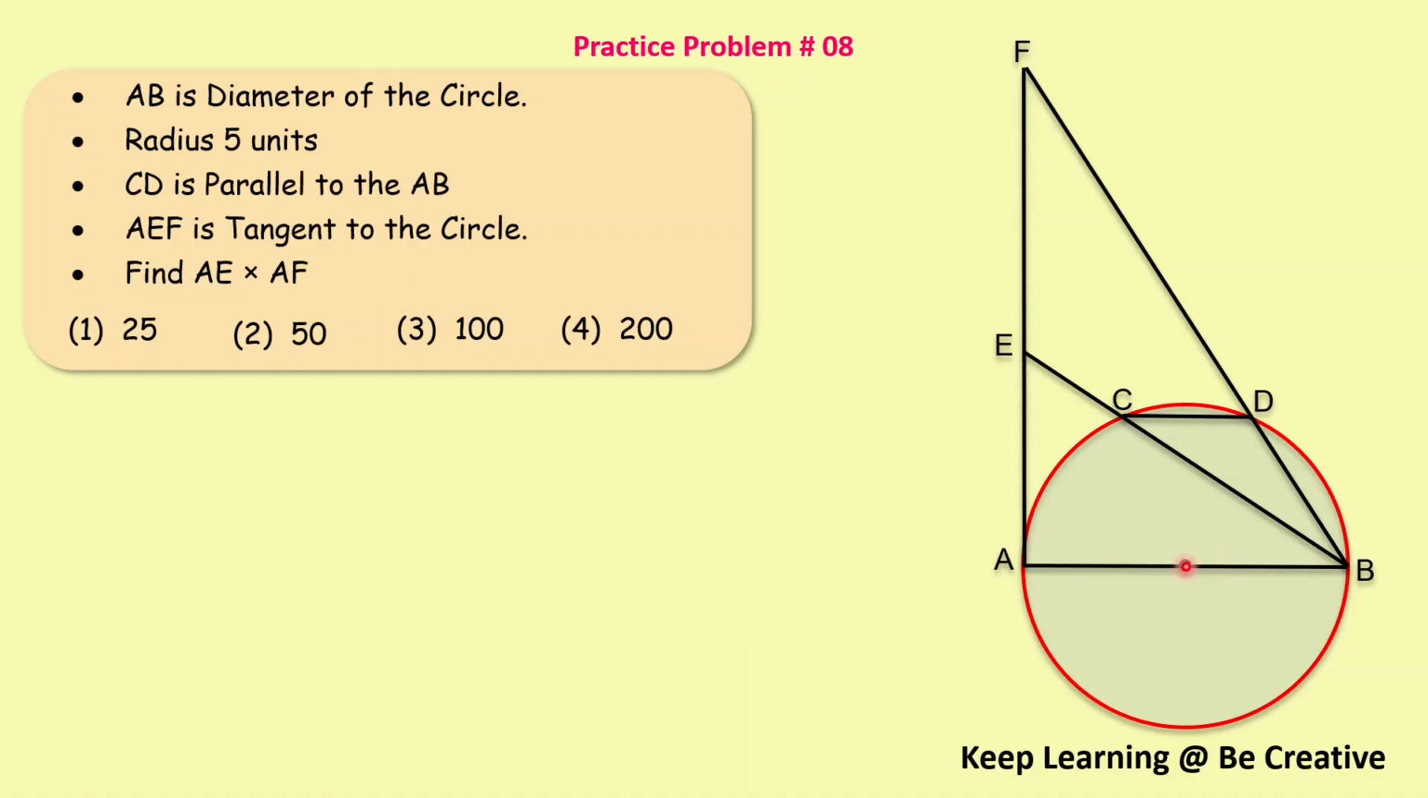And you can see that AB is the diameter. So we can say that from the center point till A is the radius, which is connecting to the tangent at the point of contact. So we can use this property also, that the radius is perpendicular to the tangent at the point of contact. If we need it, we are going to use this property as well. Now the last point is that we need to find the value of AE into AF. So we need to find the value of this length AE into this length AF. So let's begin with the solution here.